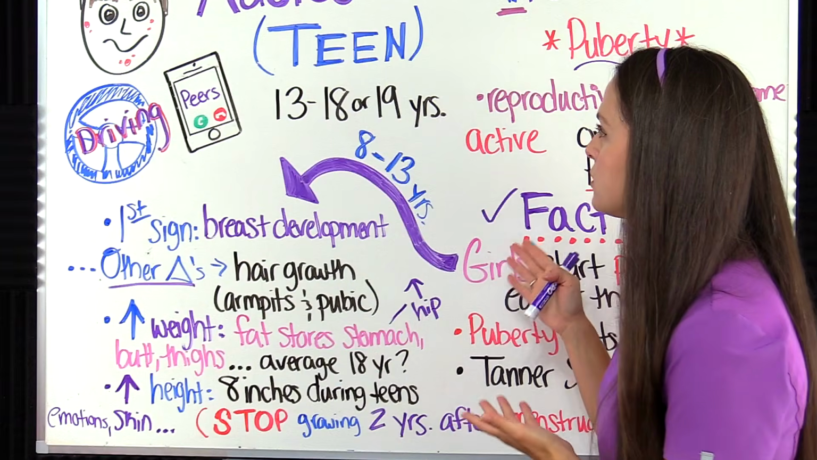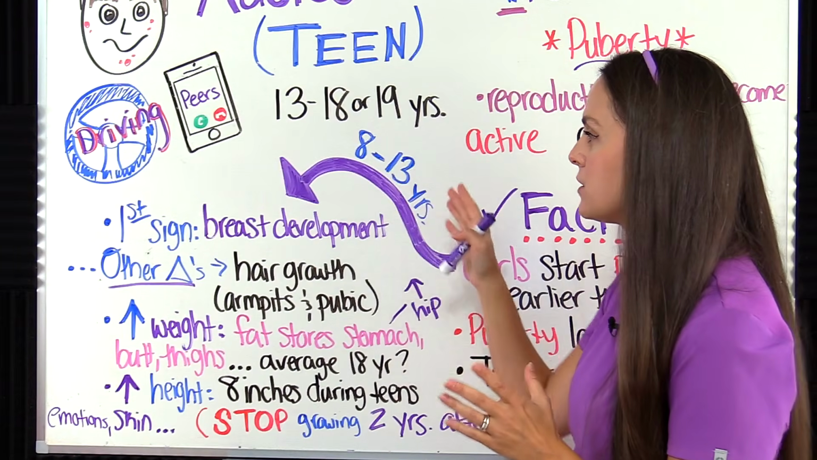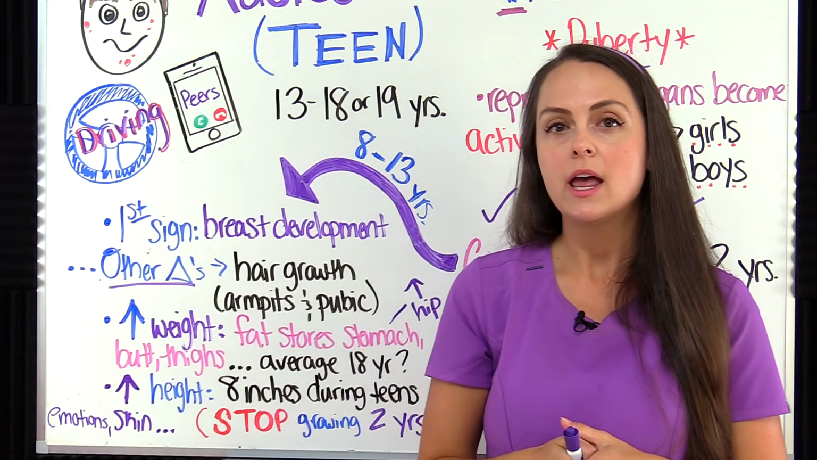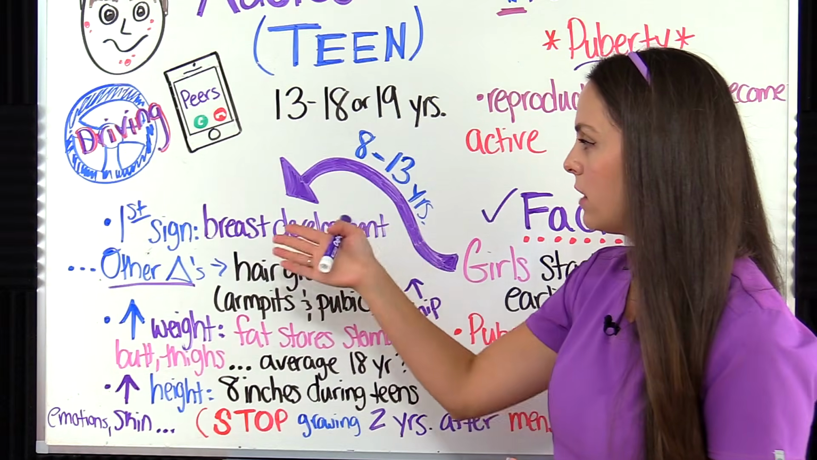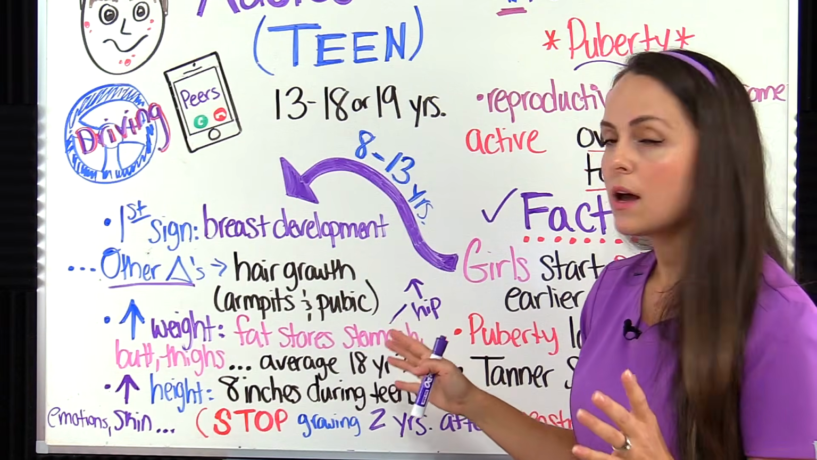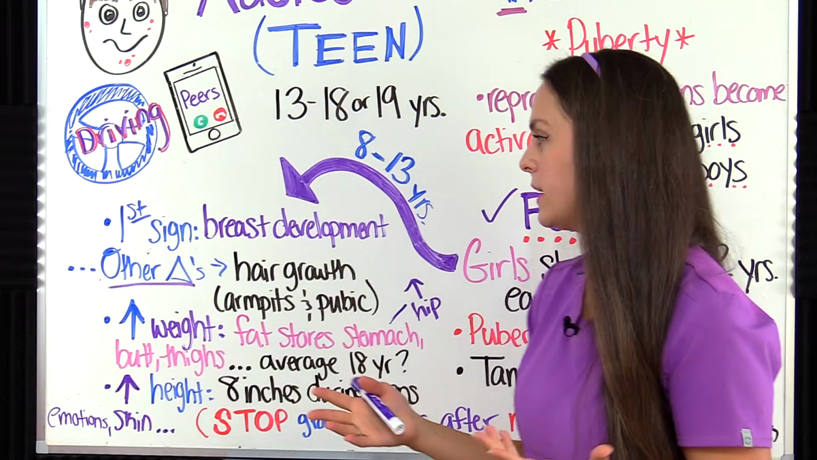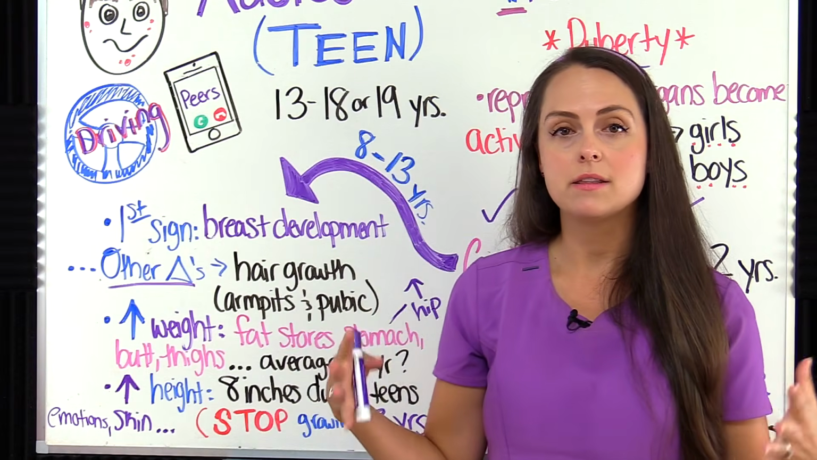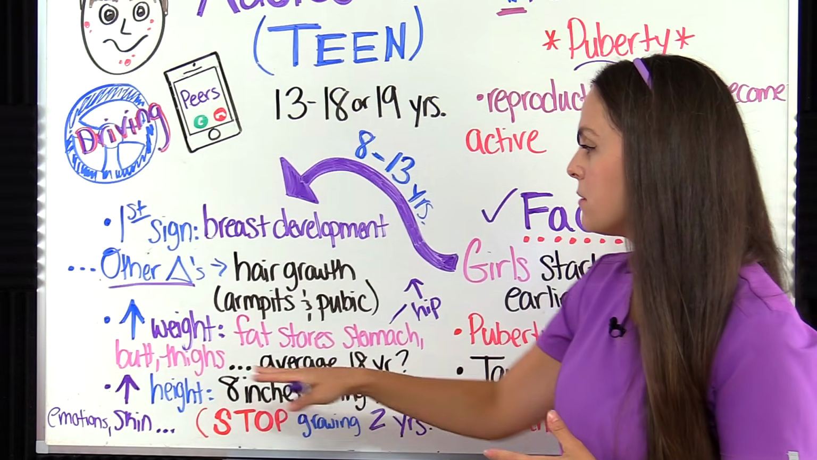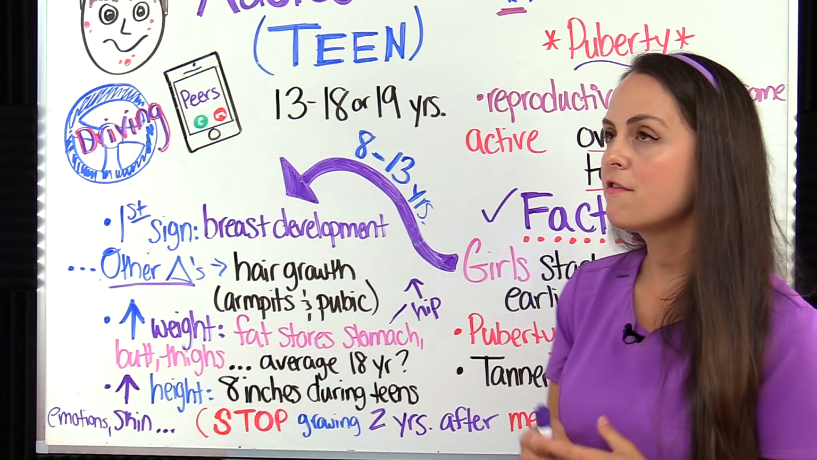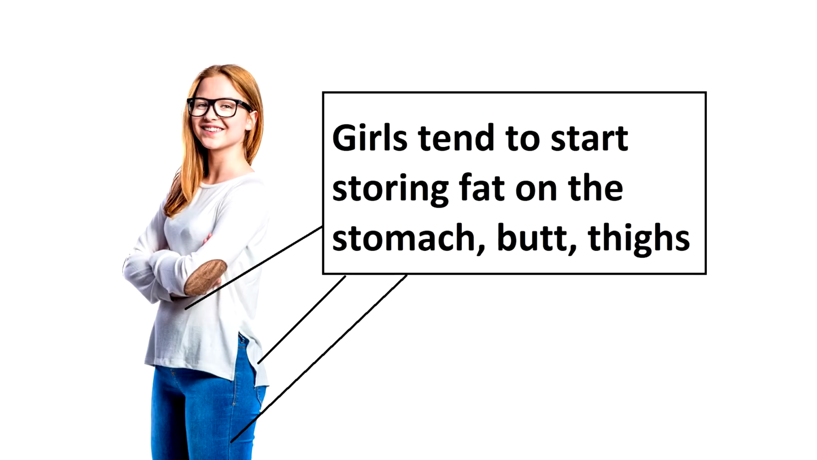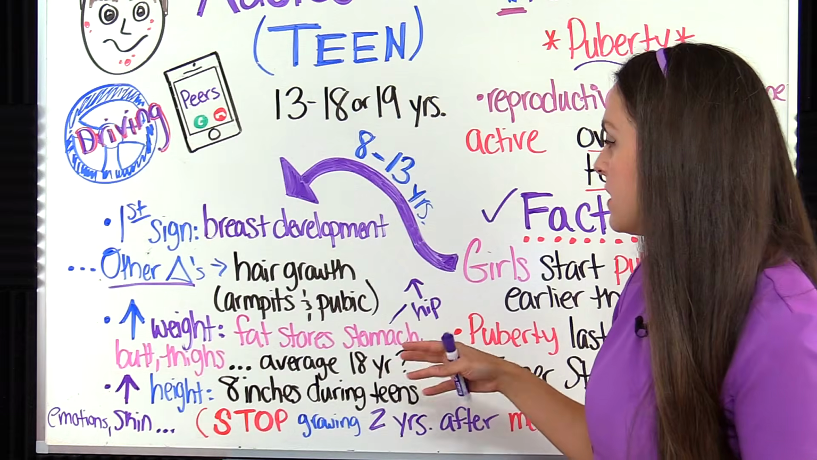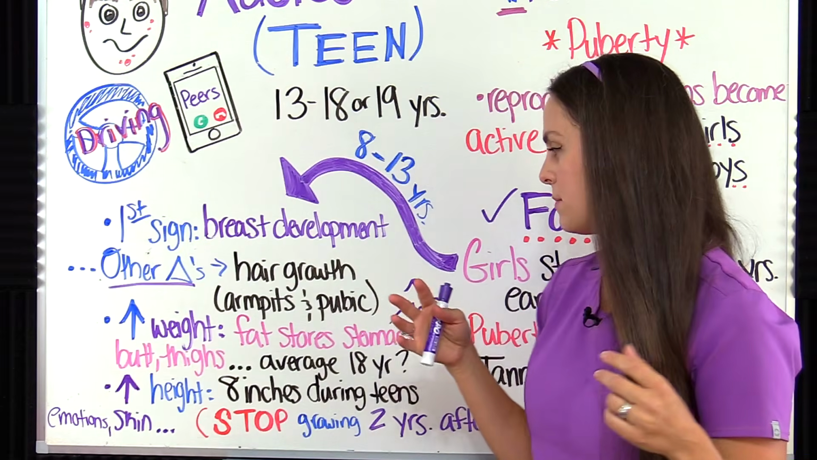Now, girls tend to start puberty anywhere between 8 to 13 years of age. And the first sign that a girl is starting puberty is that there will be breast changes, so the development of breasts. Other changes that will happen to that girl throughout puberty is that there will be an increase of hair growth, which will be under the armpits and in the pubic region. And there will also be the increase of weight. So fat is now going to start to be stored on the abdomen, the butt, and the thighs. Also, the hips are going to widen over time as well.